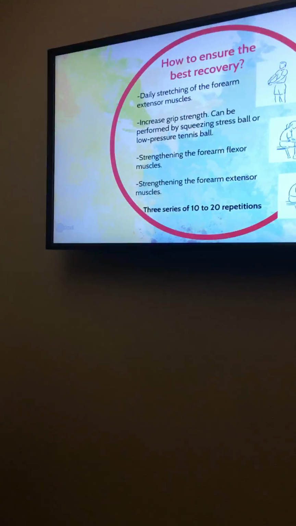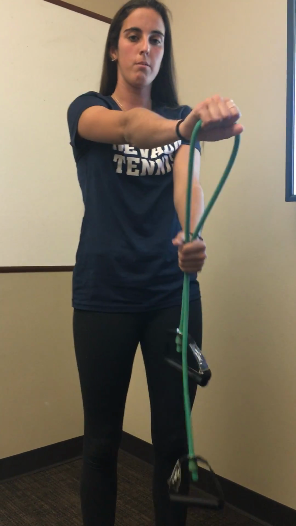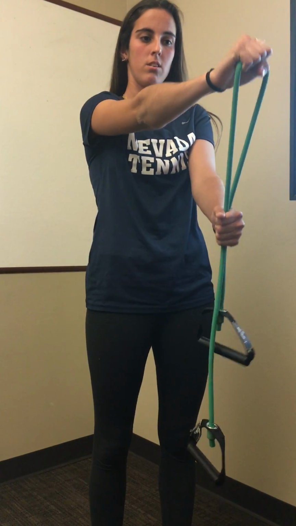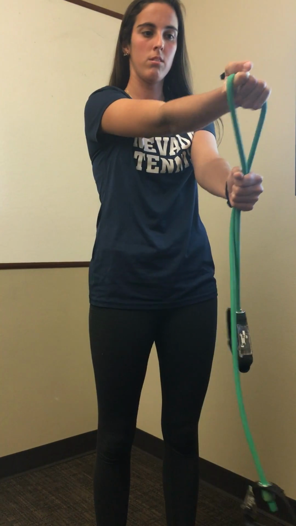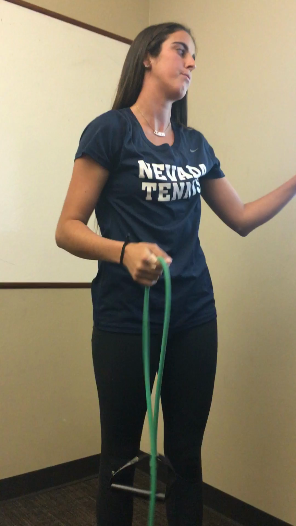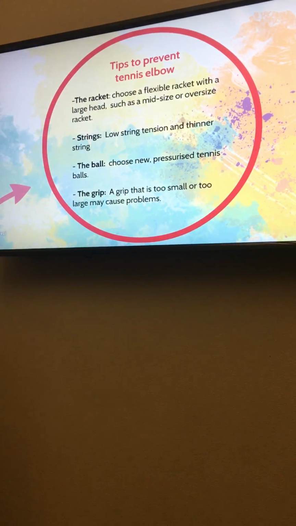Also, to strengthen the forearm flexors and the extensor muscles, it's really useful to use a band and do exercises to strengthen your muscles. It should be like this for your flexor and for your extensor muscles. And you should do 3 series of 10 to 20 repetitions for each exercise. Some tips to prevent tennis elbow.